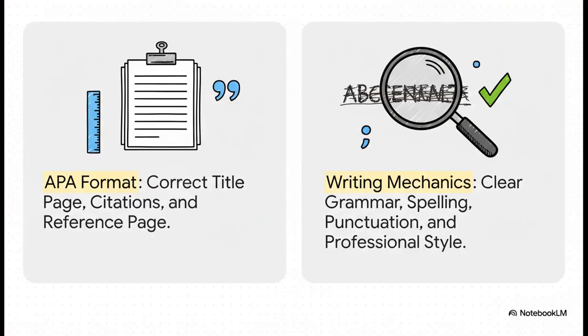So your rubric splits this into 2 areas. First up, you've got APA format. This is non-negotiable. You need a perfect title page, your in-text citations have to be correct, and your reference list needs to be flawless. The other side of this is writing mechanics. This just means proofreading, checking for grammar mistakes, spelling errors, and wonky punctuation. It's all about making sure your communication is crystal clear and professional.